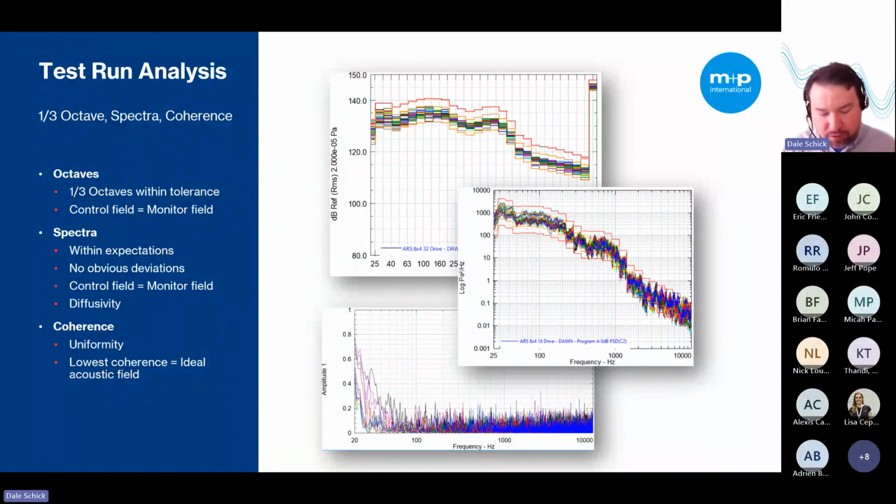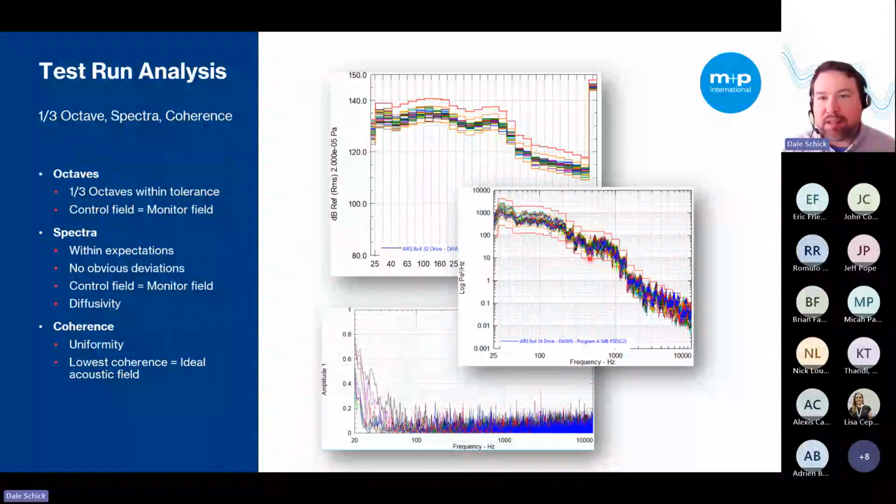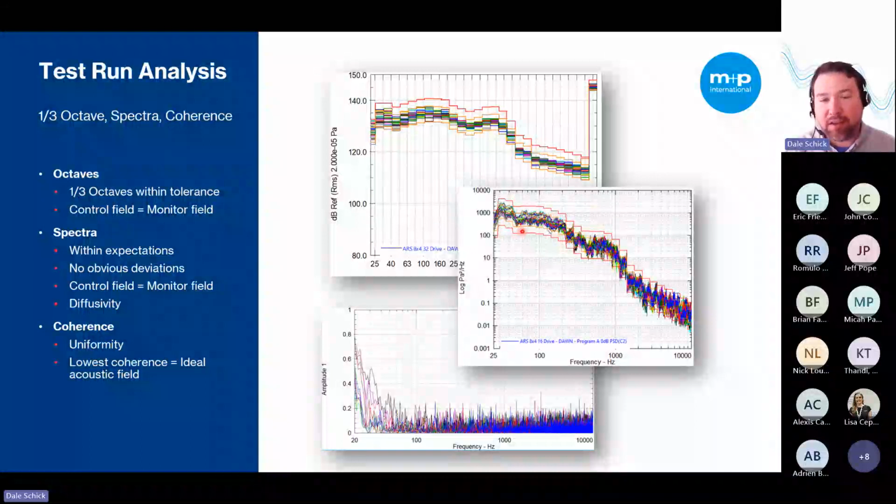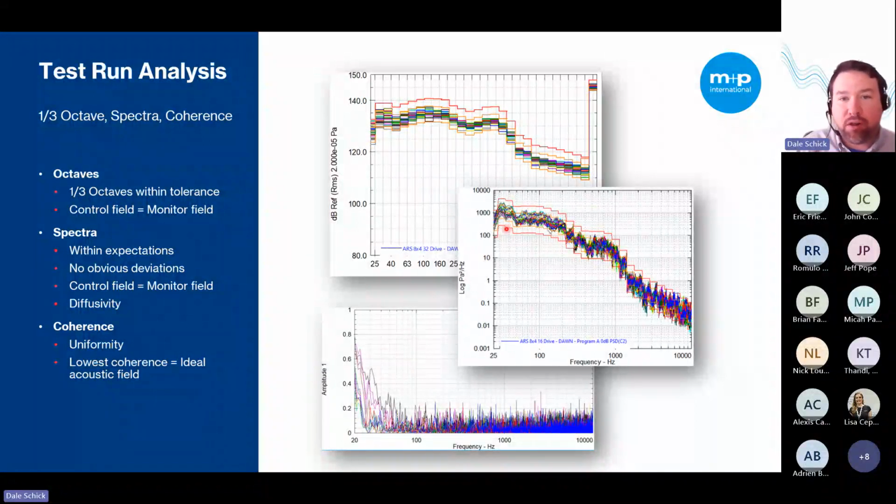The spectral data is also really important, shown here. This ensures that there's no obvious deviations and also to ensure that the control field is similar to the measurement field again. So we would look at both controls and all the monitor mics unaveraged, unsmoothed, all together on the same plot with abort and alarm traces in order to determine that.